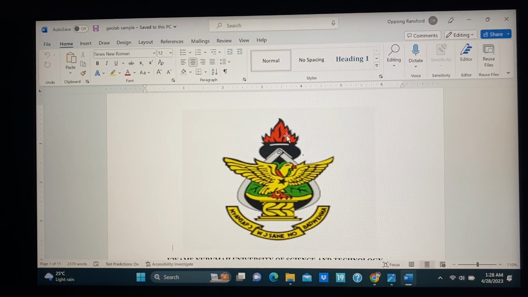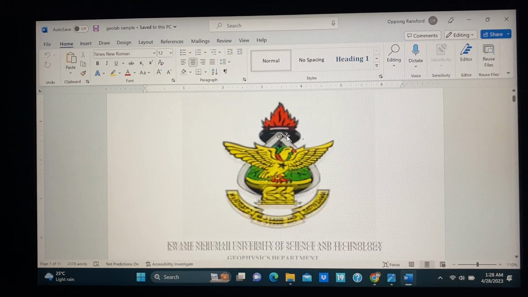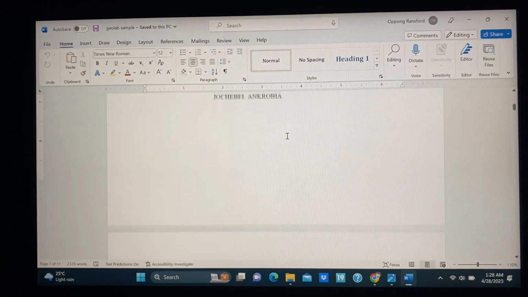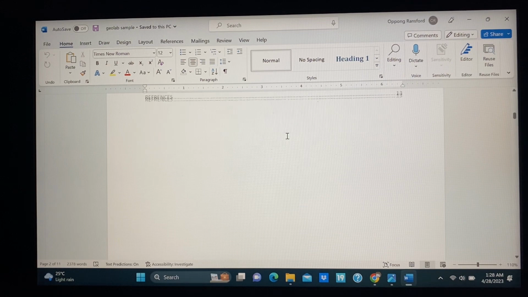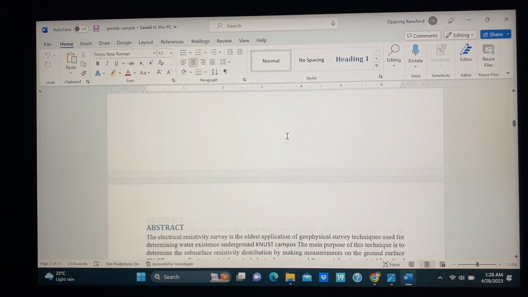Okay, good day everyone. I'd like to take this opportunity to explain how to write our report and also interpret our results. So first of all, we do the front page, which we already have an idea about. Then we move to the table of contents. Yes, we already have an idea about this one too. Then we proceed to the abstract.